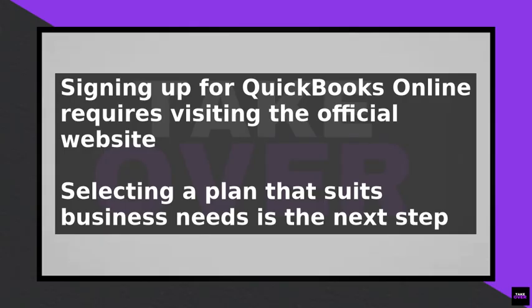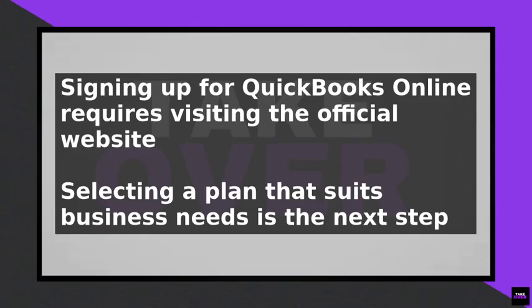The first step in setting up QuickBooks Online is to set up your company information, including your business name, address, and tax identification number. You can do this by clicking on the gear icon in the top right corner and selecting Company Settings. Next, you need to set up your accounts, including your bank accounts, credit cards, and other financial institutions. You can do this by clicking on the Banking tab and selecting Add Account.